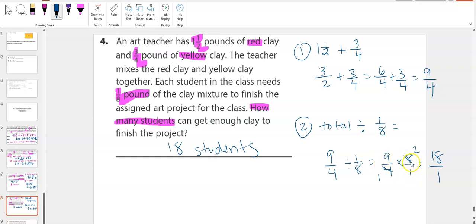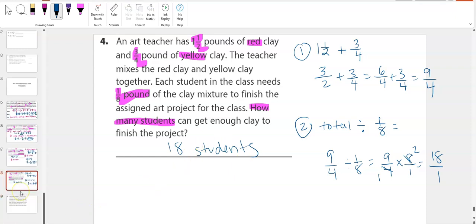Keep, change, flip. I cross-canceled here because I know 4 can go into 8 evenly. So 4 divided by 4 was 1, and 8 divided by 4 is 2, and I got 18/1. If you didn't cross-cancel, you would have got 72 divided by 4, which is also 18. So 18 students can finish the project.